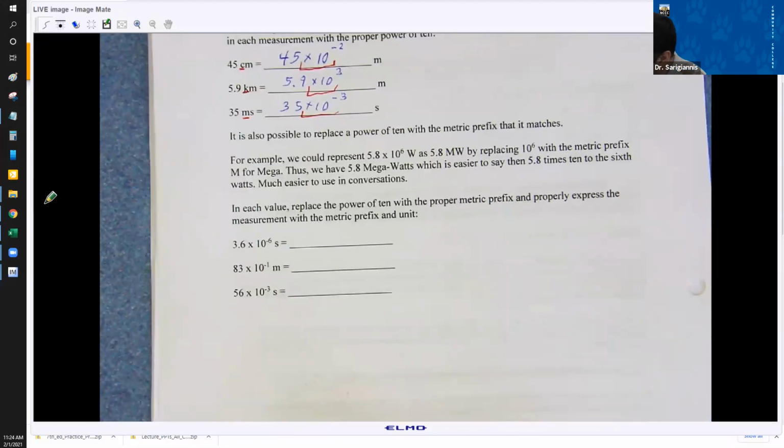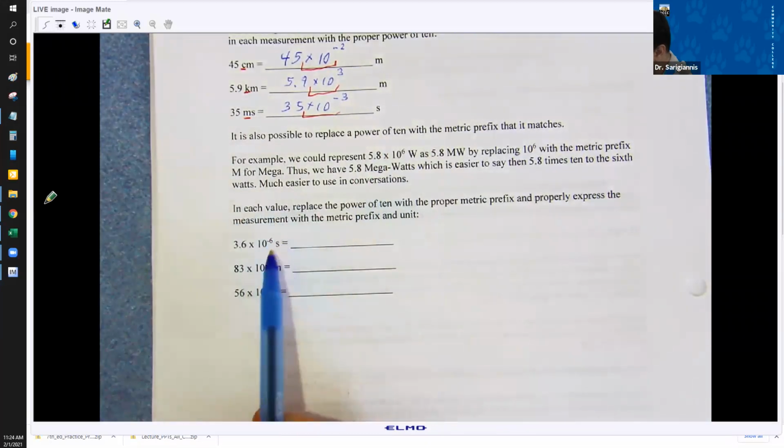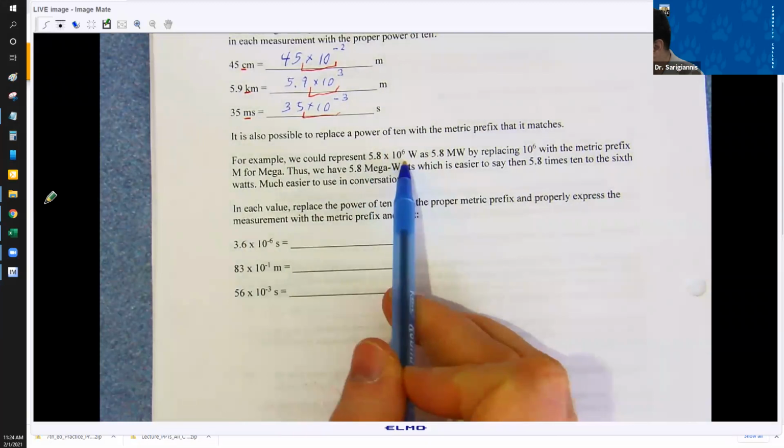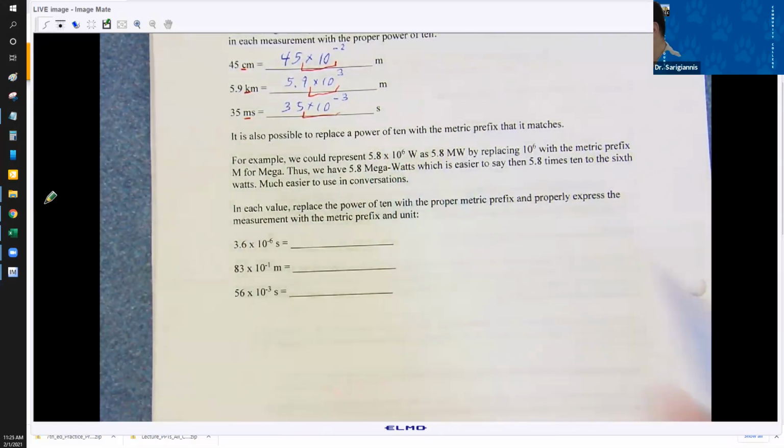And then you can work the other way. Replace the power of 10 with the metric prefix. So let's look at some of these. In one example, 5.8 times 10 to the 6 watts, 5.8 megawatts. So you'll hear this. People will talk about generating power in a power plant. We'll talk about megawatts. We'll talk about gigawatts. And you see this a lot with computer data. How many megabytes is a file? How many kilobytes is a file? How many gigabytes of memory do you have? So you use those prefixes.